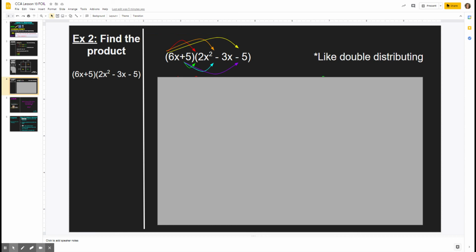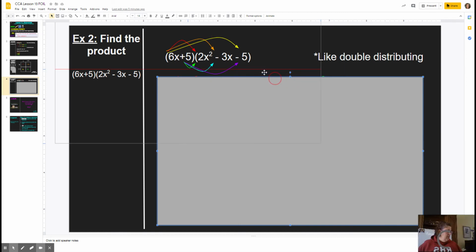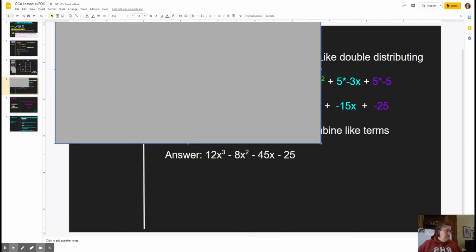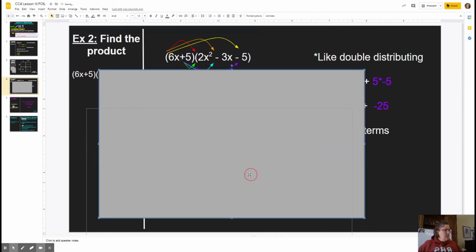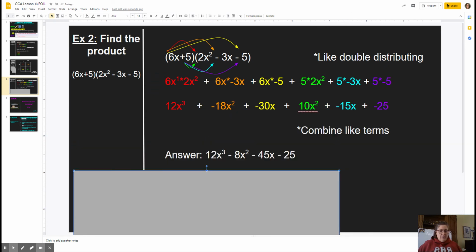All right. Let's see if you guys agree with me on the final answer. There's our final answer. Look at what you got. 12x to the third minus 8x squared minus 45x minus 25. Let me move that box down a different way so you can see the work. In the event that you might have made a mistake, which is completely acceptable and encouraged.